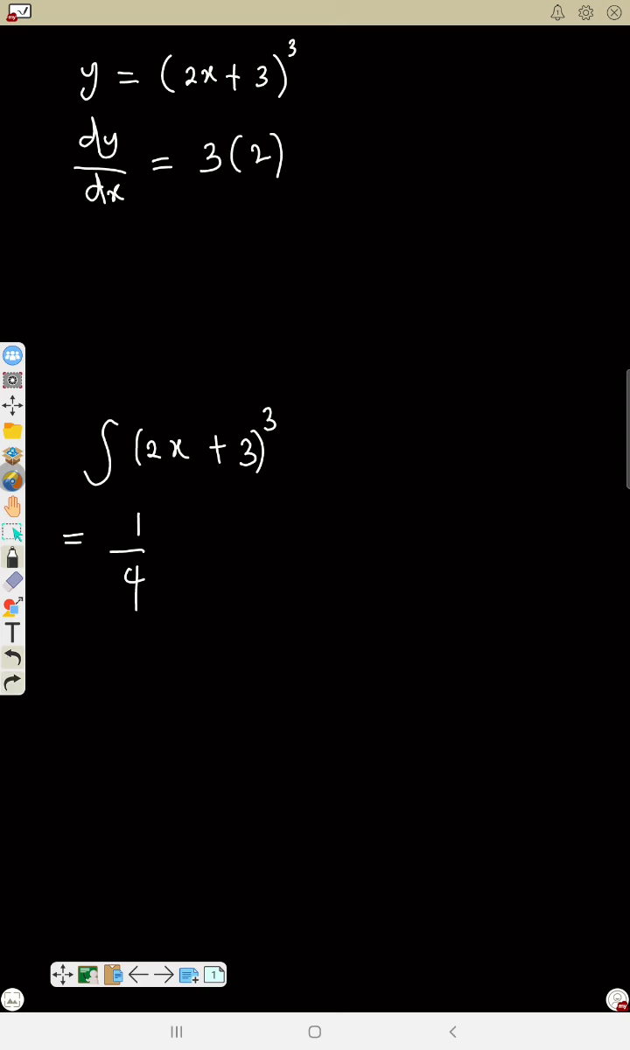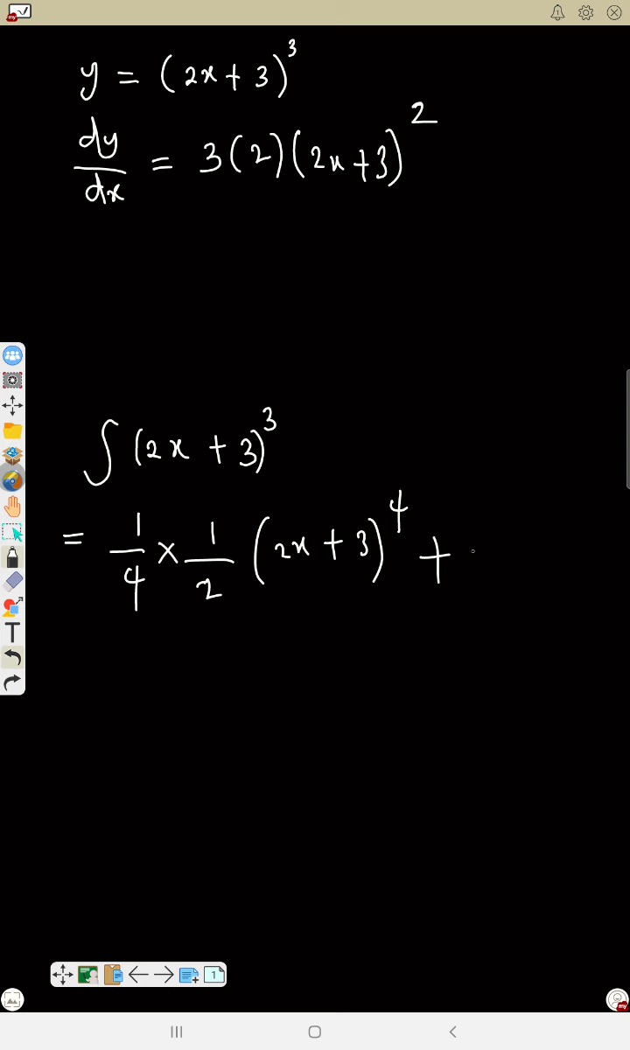So I'll be using times. That will be times 1 over 2. Now rewrite the brackets. This will be 2x plus 3. In differentiation, you now subtract 1 from the power. Here, to rewrite the bracket 2x plus 3, you will add 1 to the power. That is the difference. Now this one, we have done in differentiation. I know you should get that. But here is now integration.